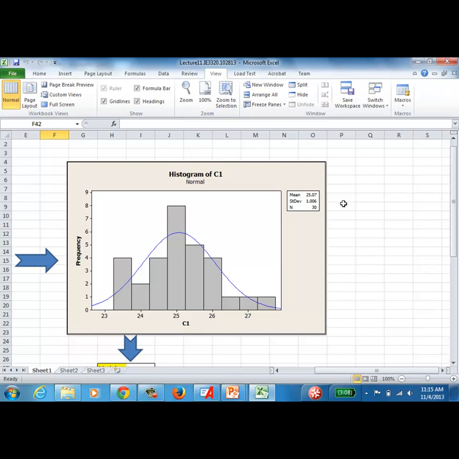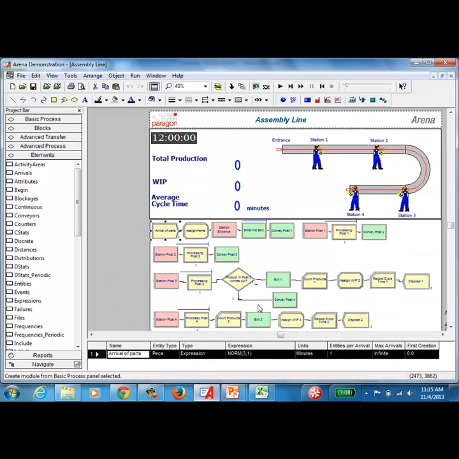Instead of having 3 minutes, so by saying 3 minutes, we're saying that every 3 minutes we're going to have an arrival. Now we're saying that every 25 minutes we're going to have an arrival. So the number of units that you're going to see in your system is going to be much less.